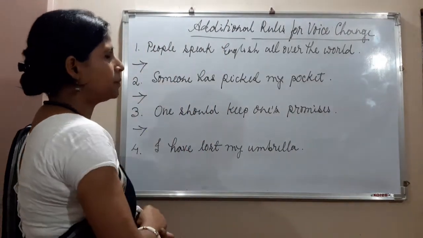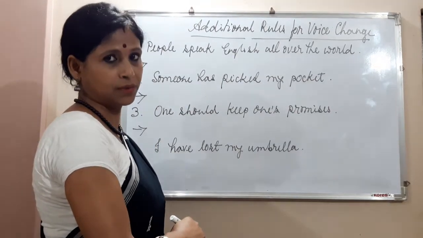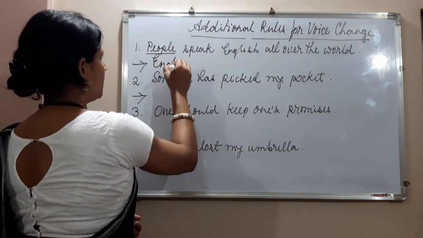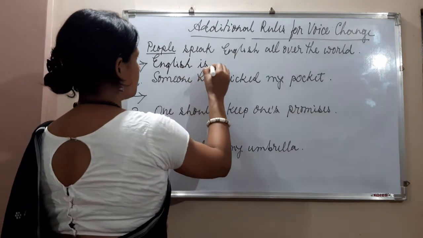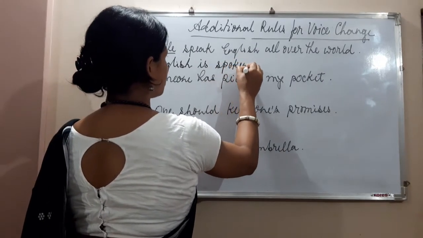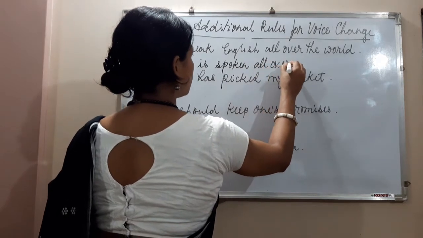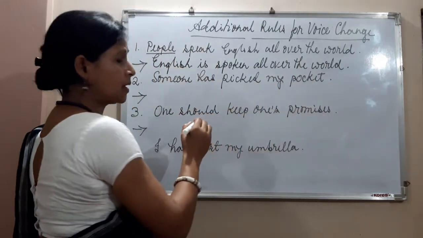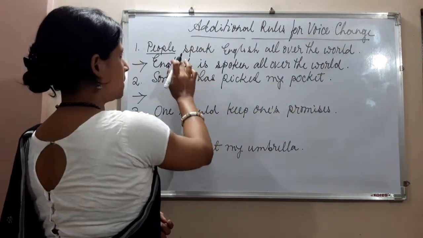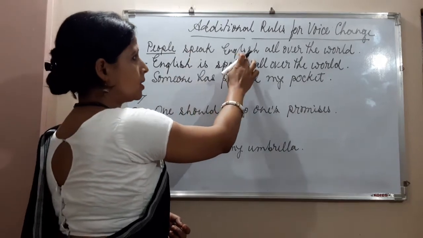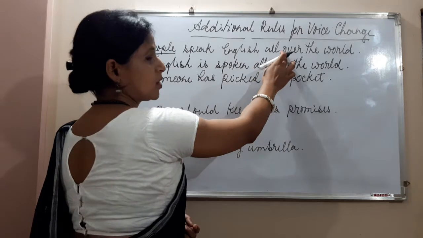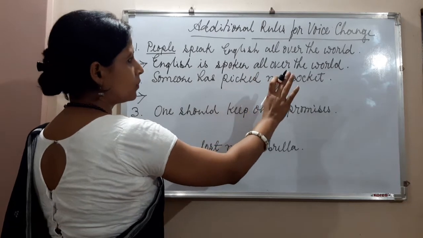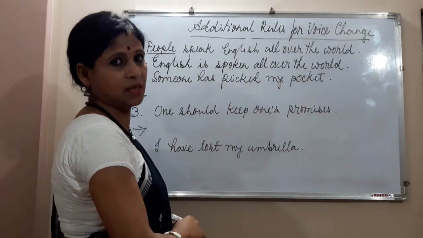The first sentence, people speak English all over the world. And our answer here will be English is spoken all over the world. Be very careful to find out the object because people is subject, speak is verb and English is object. Do not bring all over the world to the subject slot. So English is spoken all over the world. We won't write by people here.